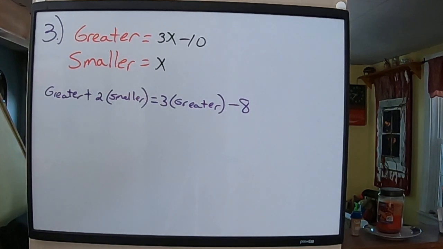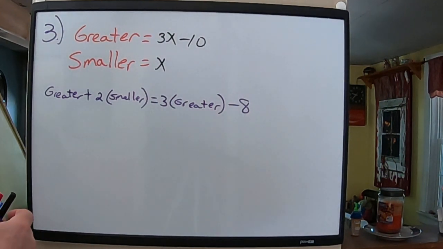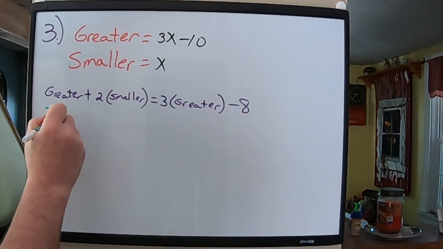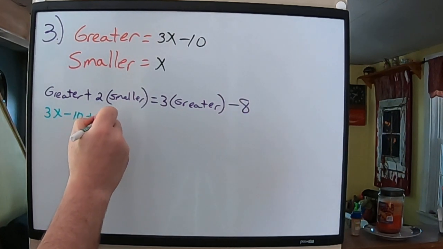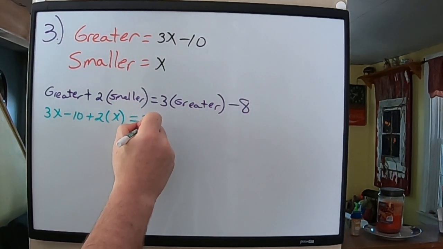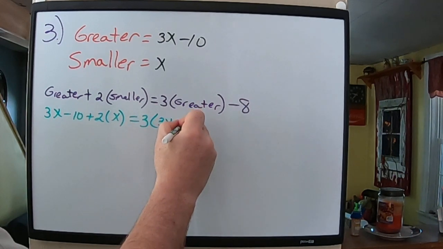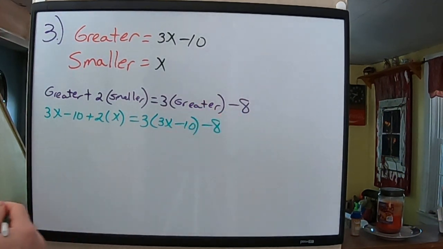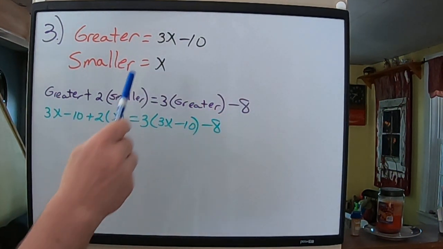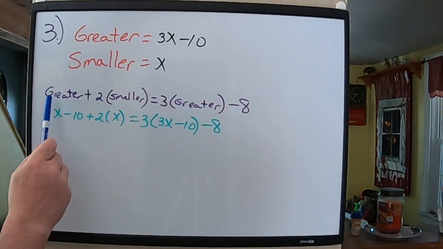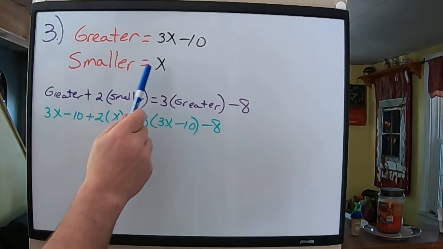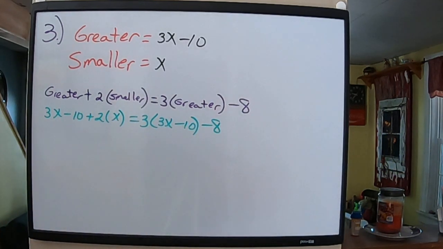Eight less than 3 times the greater. So you can see that's the setup. Now we just have to fill in each of these expressions, greater and smaller, and we get 3x minus 10 plus 2 times x equals 3 times 3x minus 10 minus 8. So I've substituted 3x minus 10 wherever the greater was, and x for wherever the smaller was.